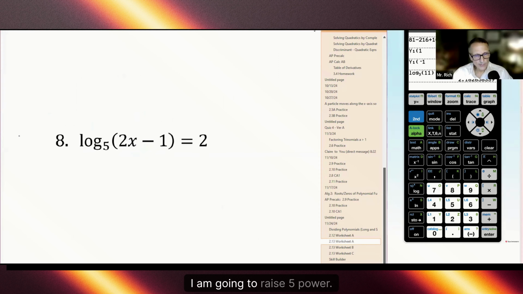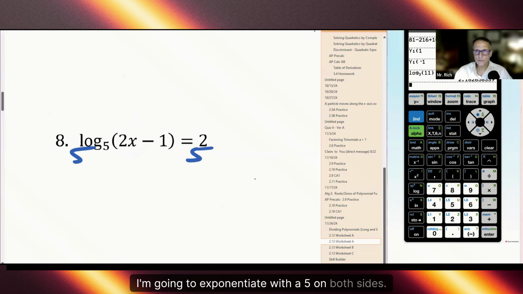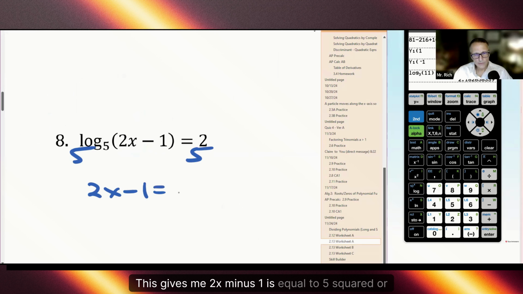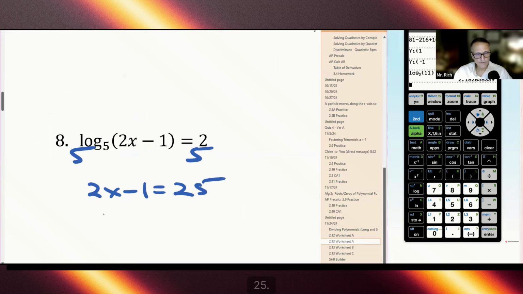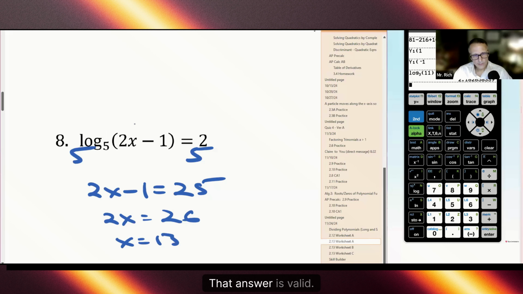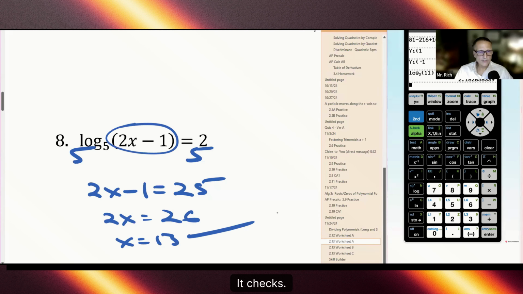Here I'm going to raise 5 to a power. I'm going to exponentiate with a 5 on both sides. This gives me 2x minus 1 is equal to 5 squared, or 25. So 2x is 26, x is 13. That answer is valid. It checks.